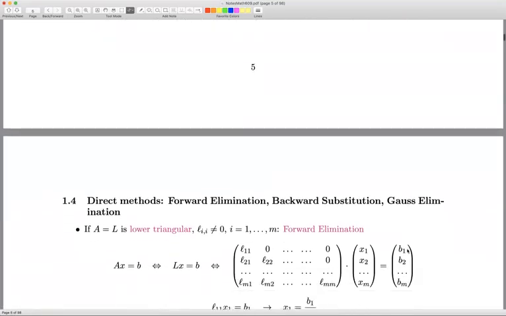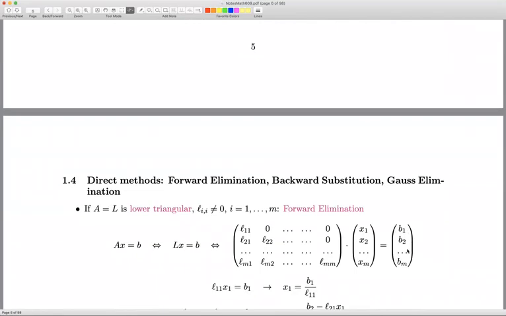When the matrix A has a special structure, then of course finding the solution of the system AX is equal to B can be easier than if A is a general matrix. For example, if A is a lower triangular matrix, since we want the determinant of A to be different from 0, and the determinant of A, since it is a lower triangular matrix, is a product of the elements on the main diagonal, we will require that the elements on the main diagonal are different from 0.